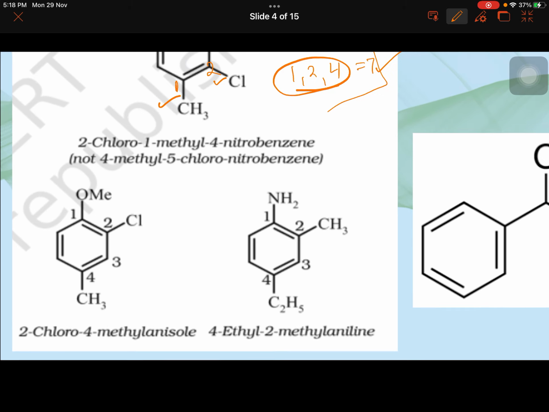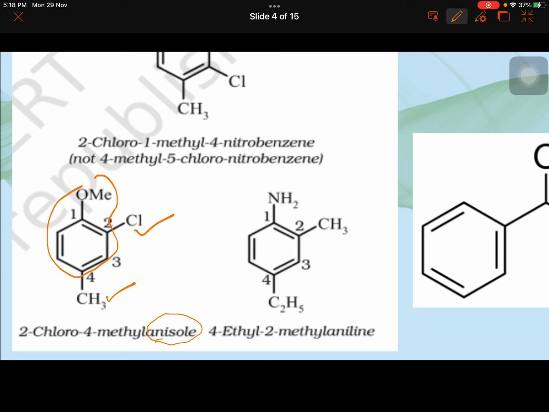Now this compound, you have a methoxy group, you have Cl group, you have CH3. So 1 to 4 is the best option. So I go like this 1 to 4 and the name is 2-chloro-4-methyl anisole. Benzene with OCH3 is anisole, so they are using this name. If you don't want to use anisole, you can write methoxybenzene also. Here they are making use of aniline. NH2 with benzene is aniline. So the name is 4-ethyl-2-methyl aniline.